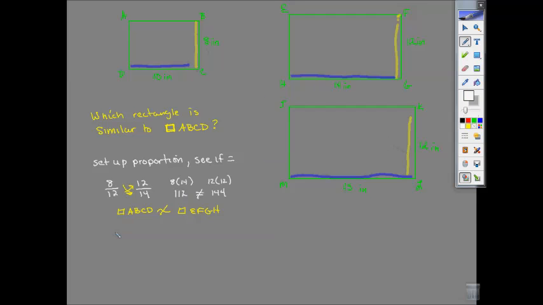So I'll have 8 over 12 again, and then 10 over 15. And I'll cross multiply. And I get 8 times 15 and 12 times 10. 8 times 15 is 120. 12 times 10 is 120. These are equal. So rectangle ABCD is similar to JKLM.